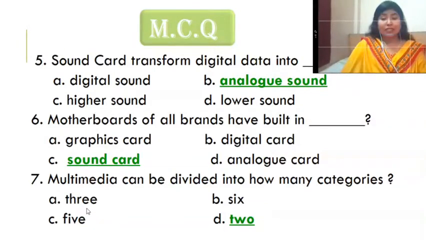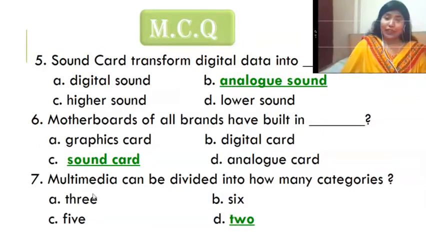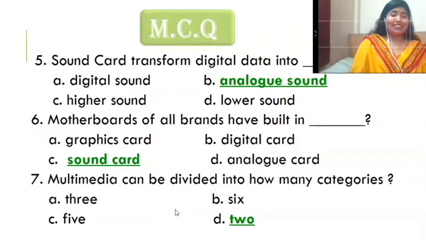Number 7. The question is, multimedia can be divided into how many categories? A. 3. B. 6. C. 5. D. 2. Here, multimedia can't be divided into 3 categories, and it is not 6 categories or 5 categories either. Because as we all know, multimedia can be divided into 2 categories only.